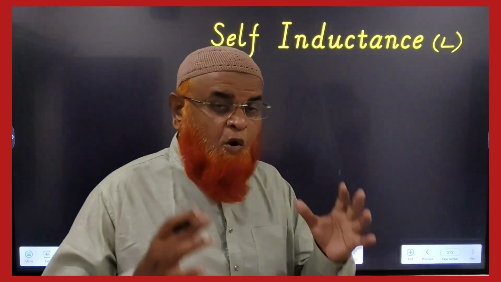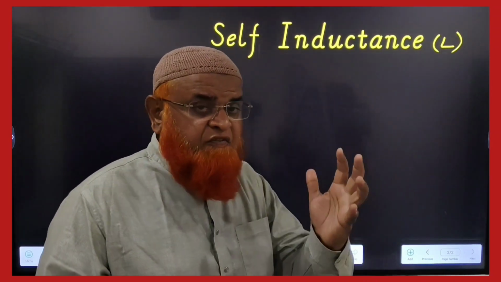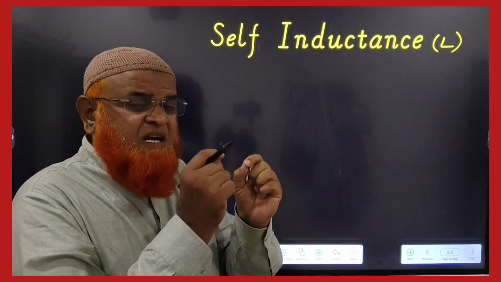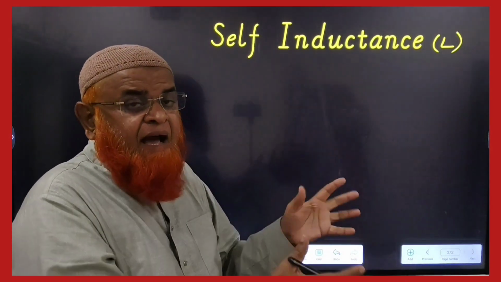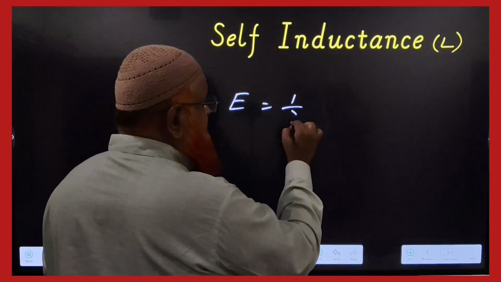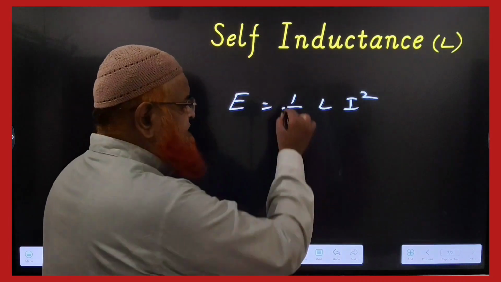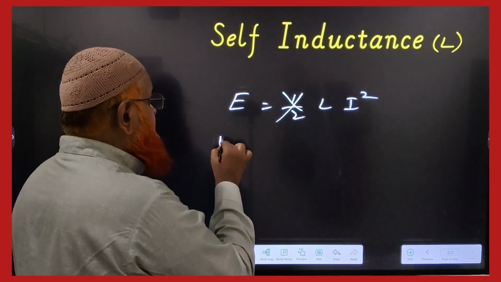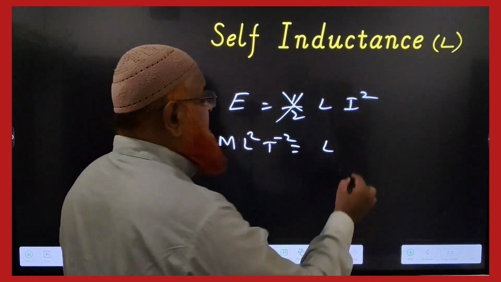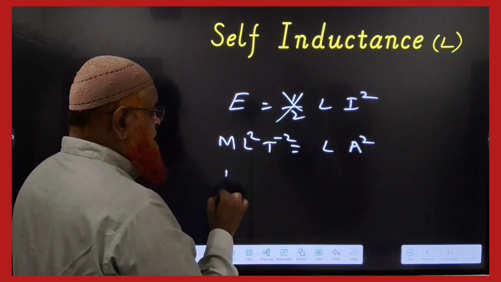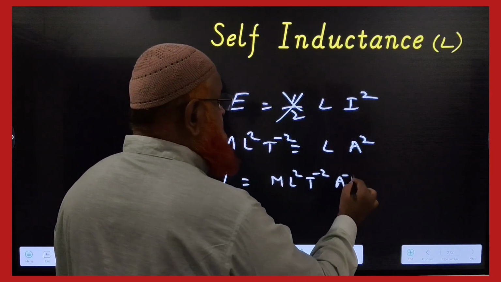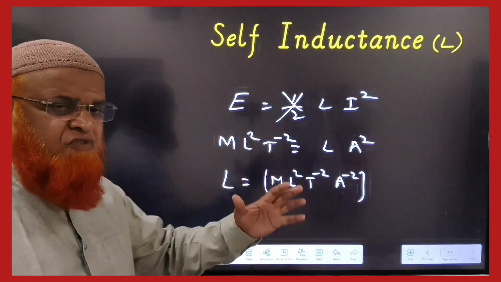My dear friends, how can you find the dimensional formula for tough physical quantities like self-inductance? A very simple method is to select a formula in which self-inductance is present and the other physical quantities are very familiar to you, like energy is equal to half L I square. Half does not have a dimension. Energy is nothing but m L square T power minus 2, equal to L into I square. I is nothing but current, which is represented by the letter A, so A square. So L can be taken as m L square T power minus 2, and A square comes to this side and becomes A power minus 2. This is going to be the dimensional formula for self-inductance.